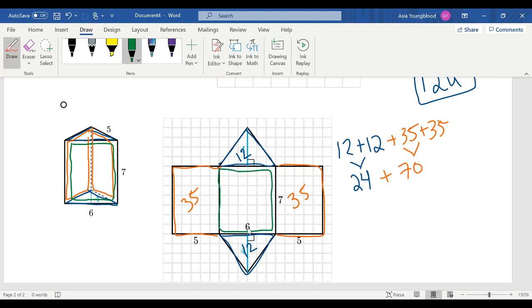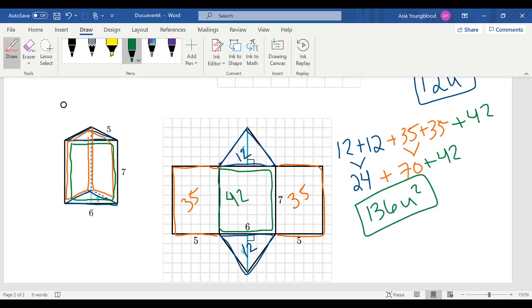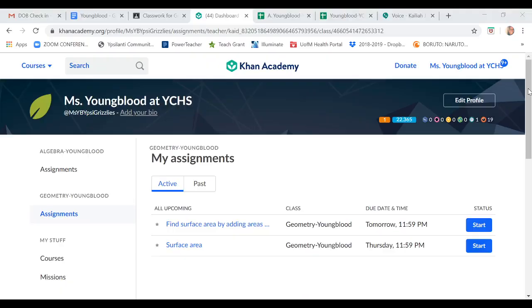So this 6 is right here, and this 7 is right here. So for this area, we would just do 7 times 6, which would get us 42. And we only have one of those, so we're not going to add an extra 42. So we're just going to do plus 42. So 24 plus 42 gets us 66. 66 plus 70 gets us 136. So our area should be 136 units squared for the surface area of this triangular prism.